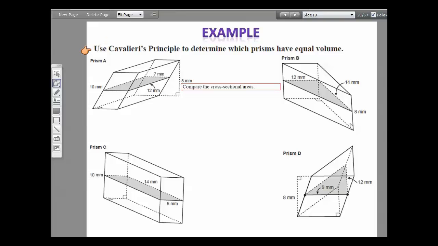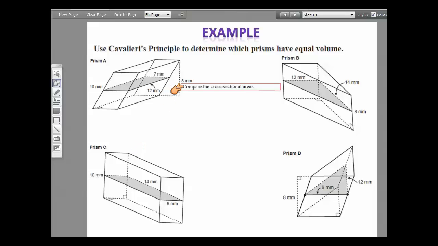Okay, now let's do a problem with Cavalieri's principle. And we're going to determine which prisms have equal volume. Okay, there's 4 prisms here. Only 2 of them have equal volume, and we've got to figure out which ones. So I outlined in red here so we'd be able to see the problem being worked out.